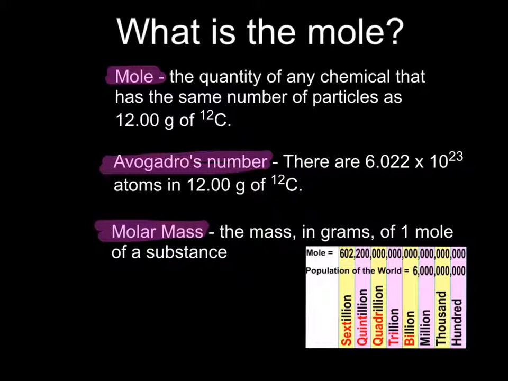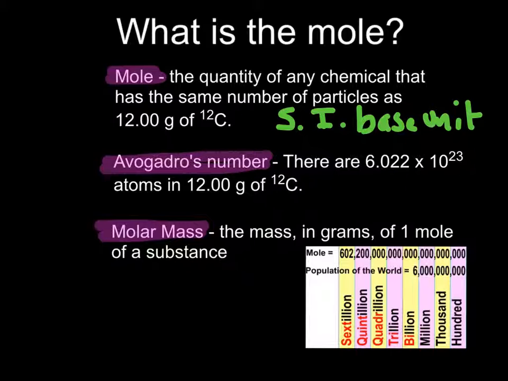Here's a quick review from your research that you've been doing in class. The mole is the quantity of any chemical that has the same number of particles as 12 grams of carbon-12. We call this an SI base unit. Avogadro's number is 6.022 times 10 to the 23rd atoms, and this is how many atoms are found in 12 grams of carbon-12.